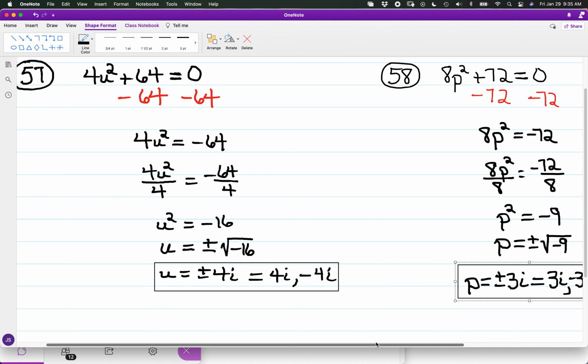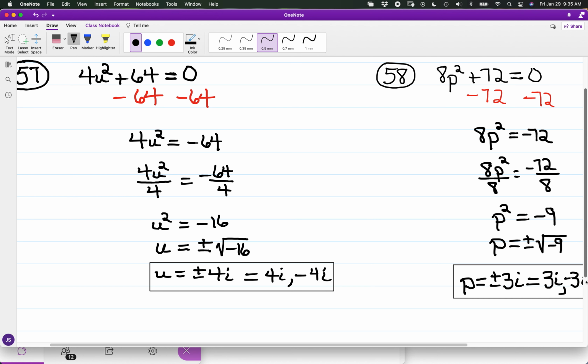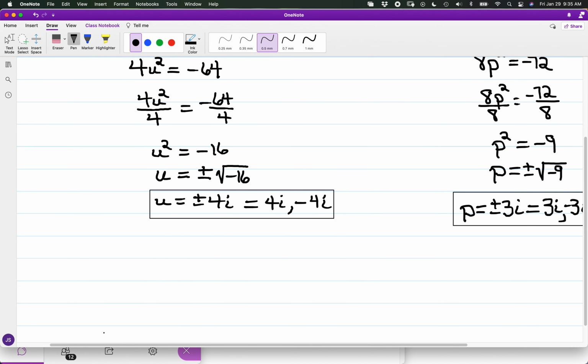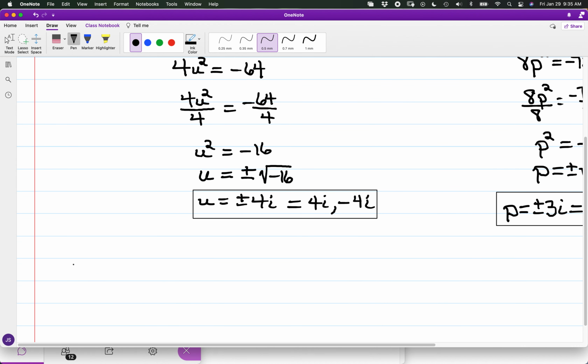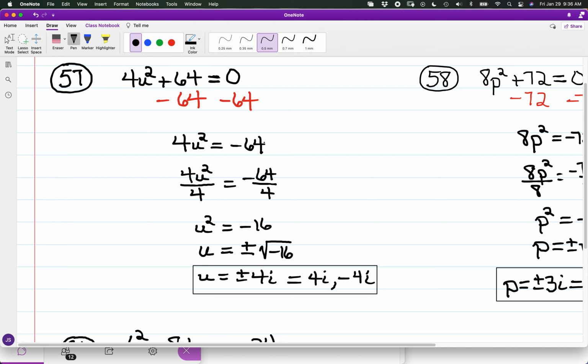Shifting gears, now we have the next problem. We're changing up the variable, going from u to p, and now we're solving for t. In the case of number 61, instead of just a single variable term, we have two variable terms in the letter t. Here we have t squared minus 8t is equal to negative 24. It's a quadratic equation, and unlike the first two items, it is not already set to 0 in standard form.